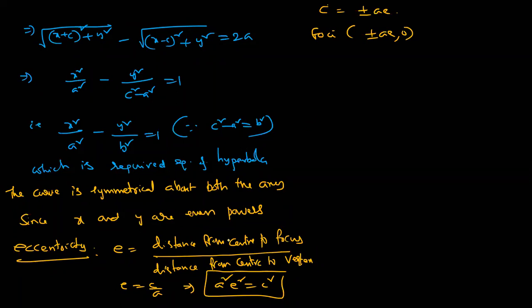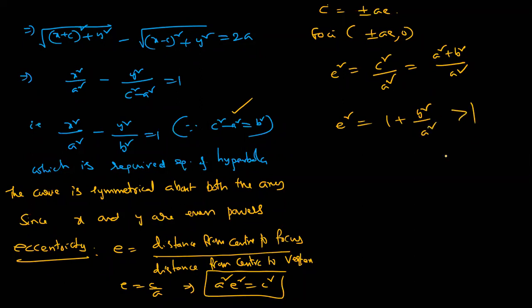Now, see carefully what I am drawing here. e square is equal to c square by a square. What is the value of c square here from this case? Anyone? a square plus b square by a square. That is the definition of eccentricity. So what is the eccentricity of the hyperbola? e is always greater than 1. e less than 1 means ellipse. So these types of observations are very, very important, dear students.